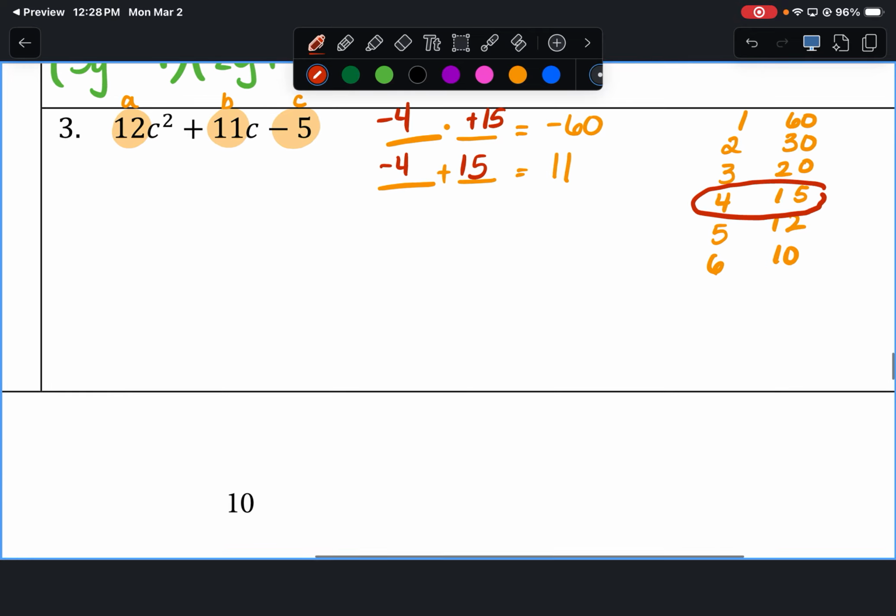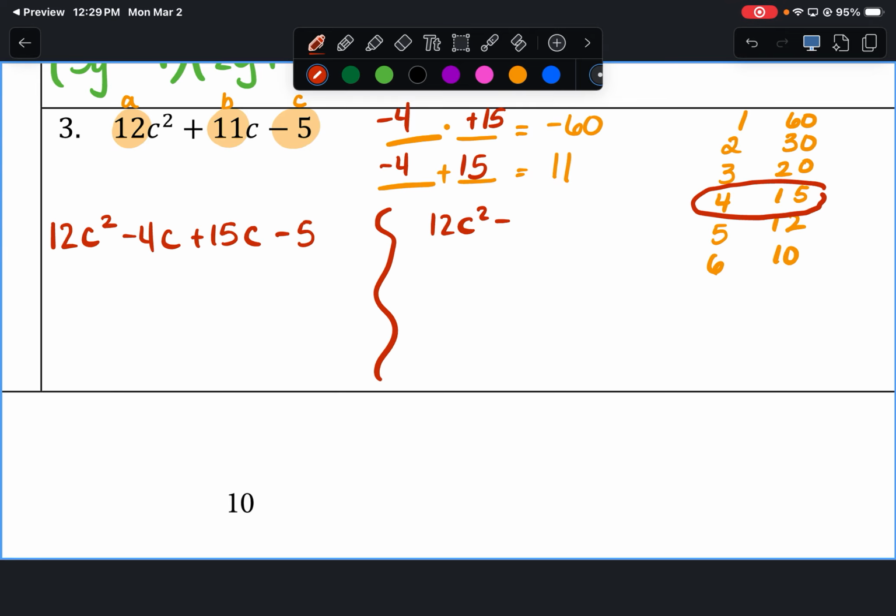I want to go ahead and show you something, all right? So the order you write these in right here does not matter. Your answers will still be the same, okay? So we could set this up as either 12c squared minus 4c plus 15c minus 5. Or I could have set them up as 12c squared plus 15c minus 4c minus 5. It does not matter which way you set it up.